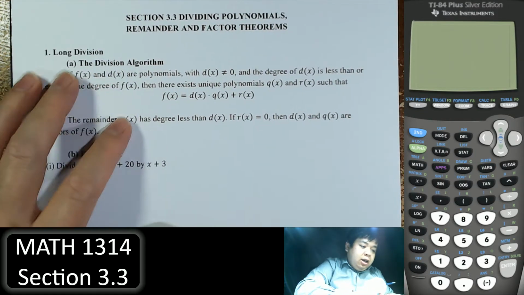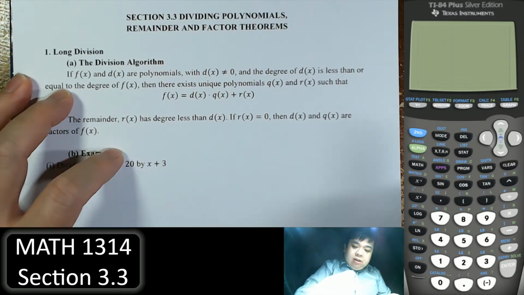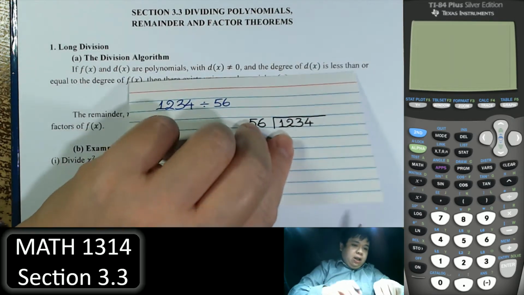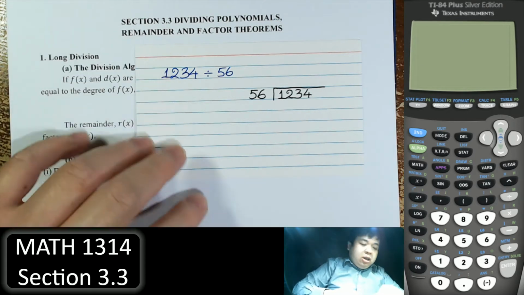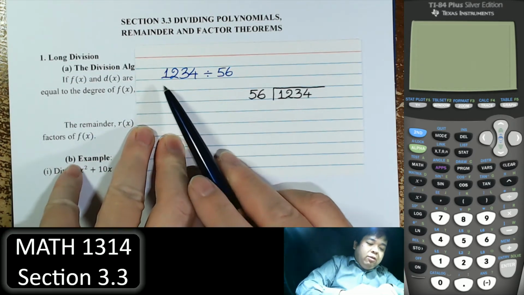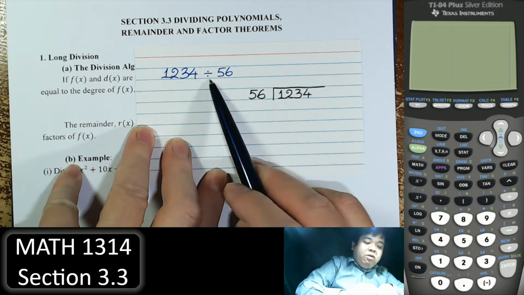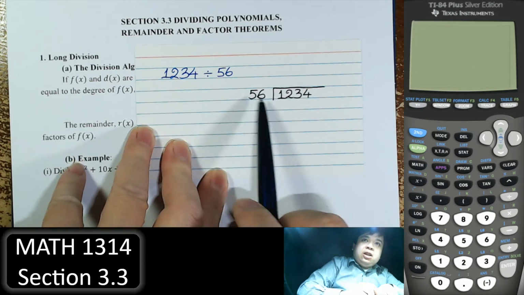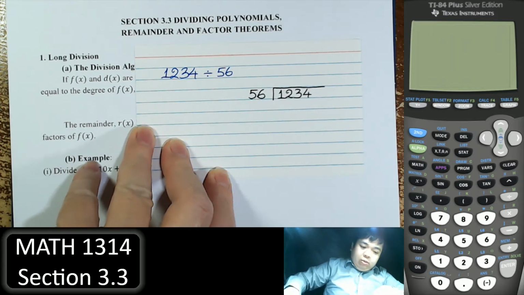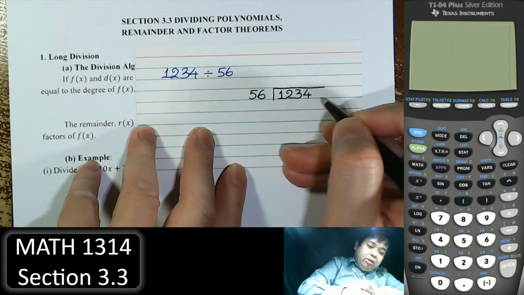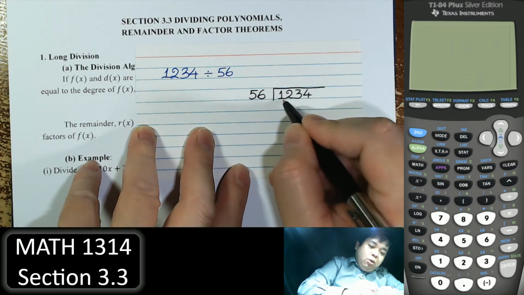First, we look at long division. Long division is where we just take a look at a simple example. We have 1234 divided by 56. So we have 56 going into 1234. So 56 goes into 123.